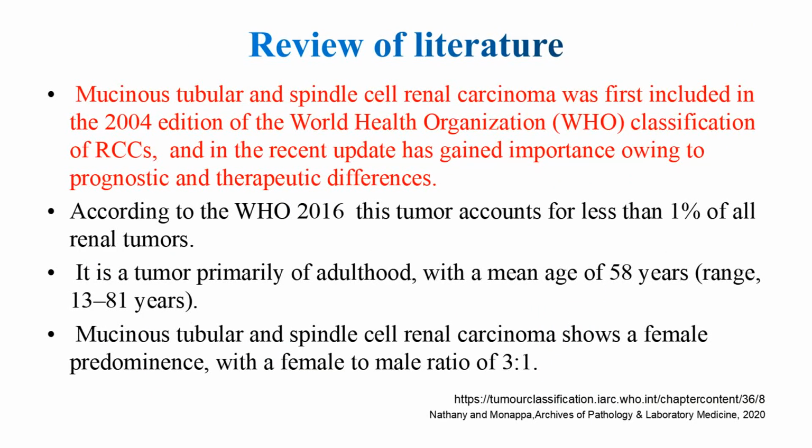So, about the review of literature, mucinous tubular and spindle cell renal carcinoma was first included in the 2004 edition of the World Health Organization classification of RCCs, and in the recent update has gained importance owing to prognostic and therapeutic differences. According to the WHO 2016, this tumor accounts for less than 1% of all renal tumors. It's a tumor primarily of adulthood with a mean age of 58 years, range from 13 to 81 years. It shows a female predominance with a female to male ratio of 3:1.